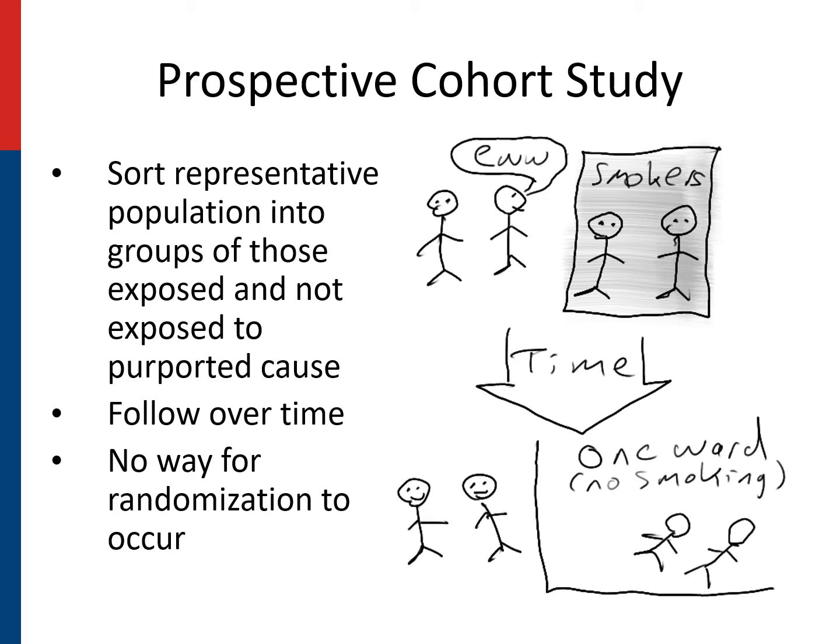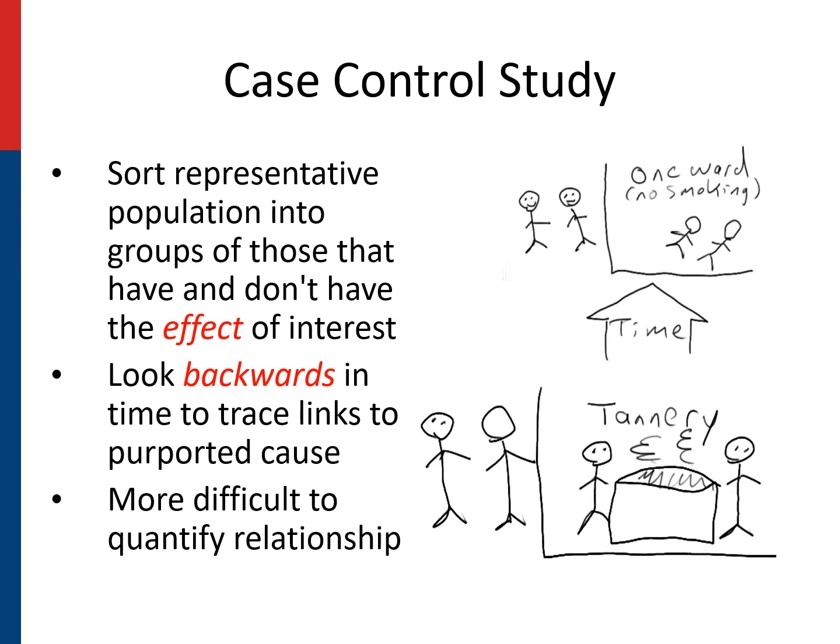A prospective cohort study is a little bit weaker evidence. You sort a representative population into groups of people exposed and not exposed to the purported cause, and you follow them over time. And unfortunately, there's no way to randomize. We'll get into why randomization is so good in another lecture, but follow me here.